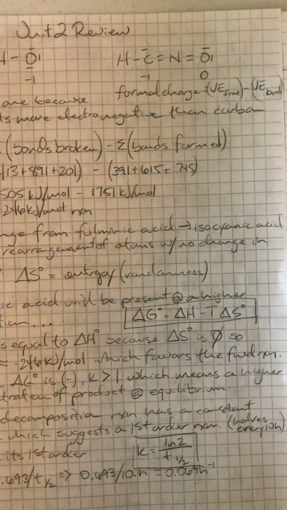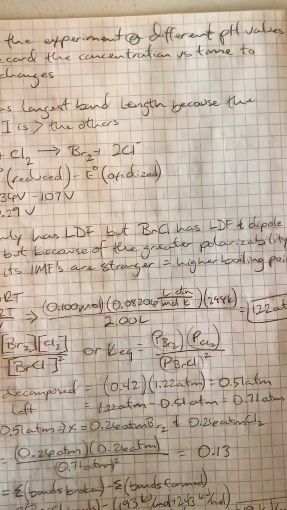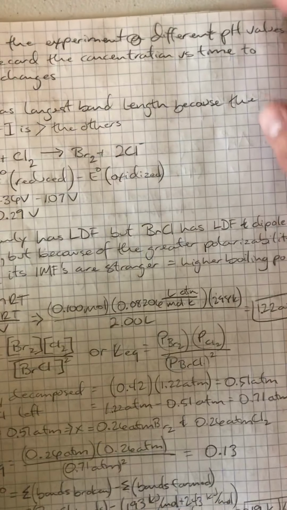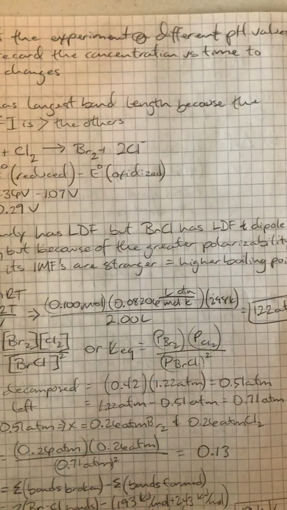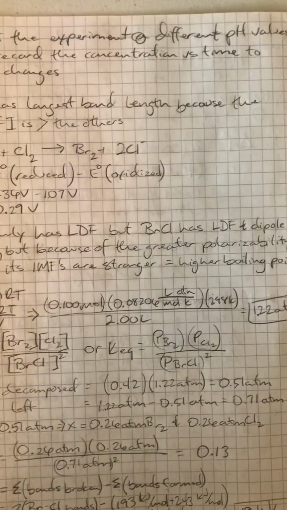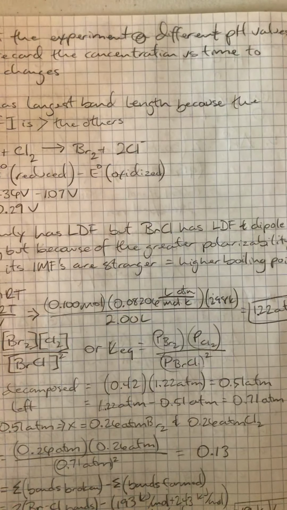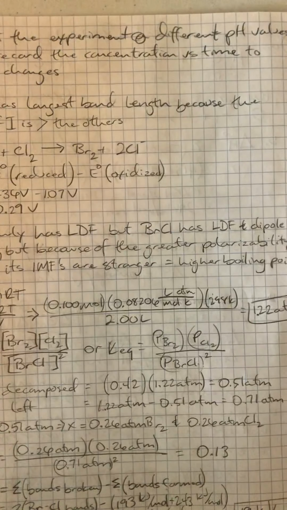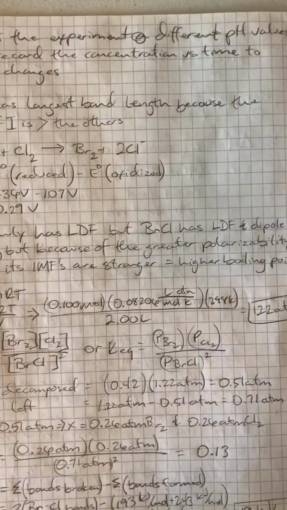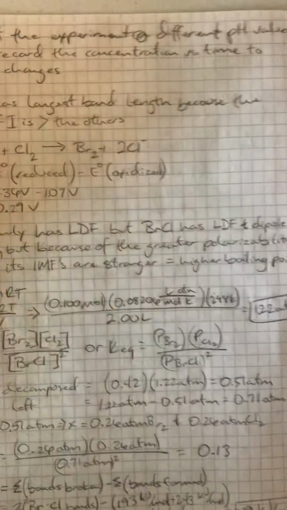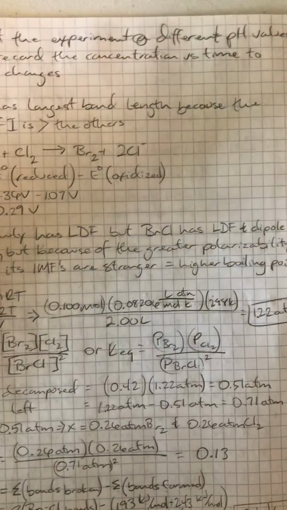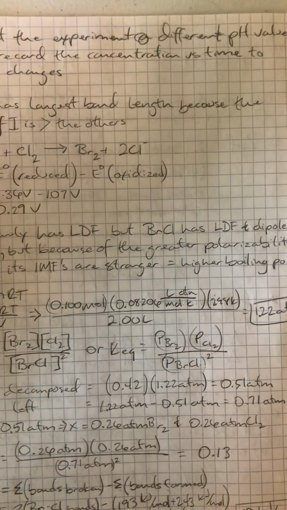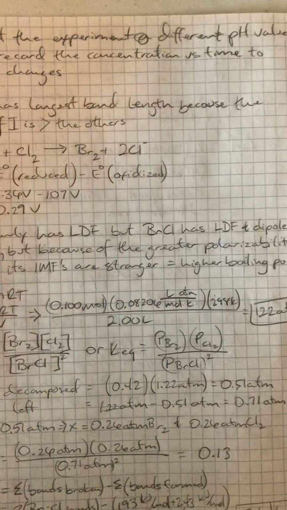And then part F, let me flip it. You repeat the experiment. It basically says the student learns the decomposition was run in a solution of pH 13. Describe an experiment: what you would change and what data you would gather. So you repeat the experiment at different pH values, above and below, and then record the concentration versus time to see if K changes.